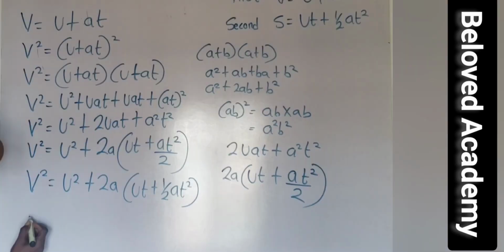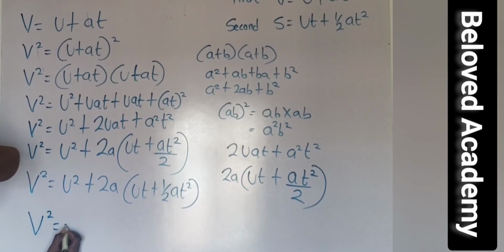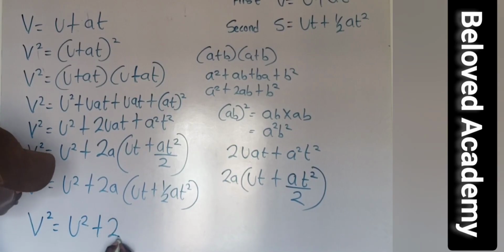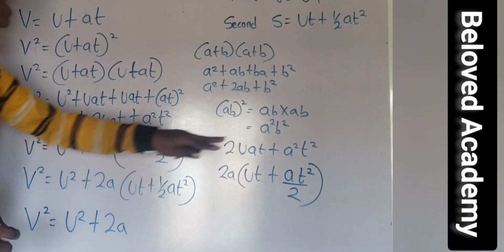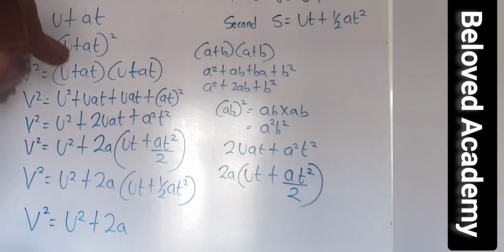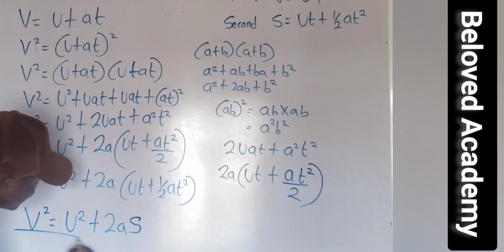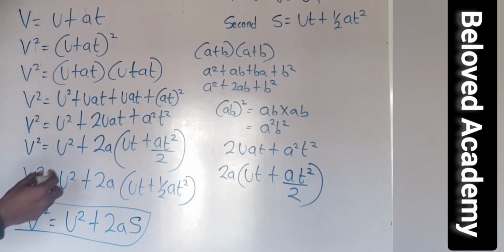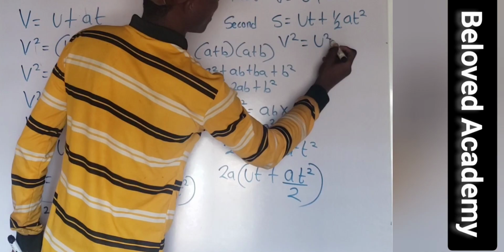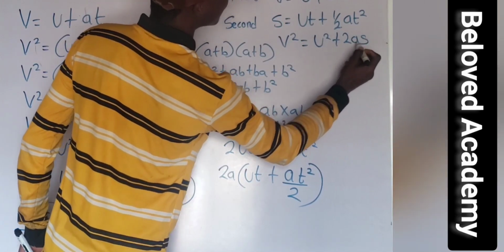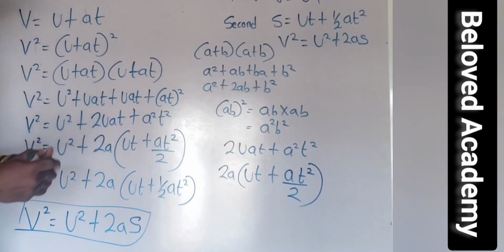So I'm going to have v squared is equal to u squared plus 2a. Instead of ut plus 1 over 2 at squared, I'm going to have s. Do you understand? So this is 2as. This is the third equation of motion, that is v squared is equal to u squared plus 2as. So we've been able to derive the first, second, and third equations of uniformly accelerated motion.